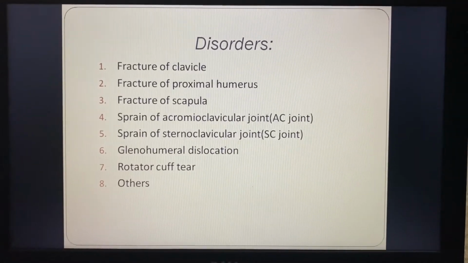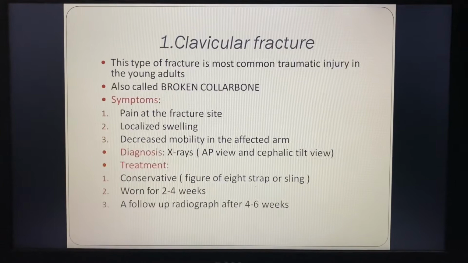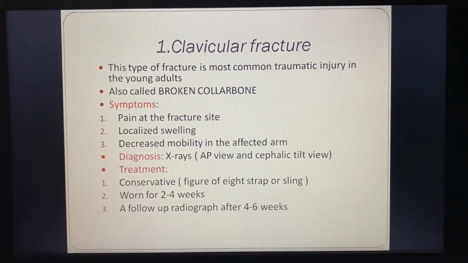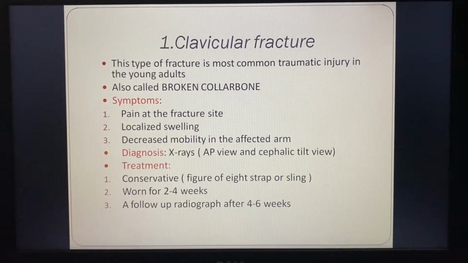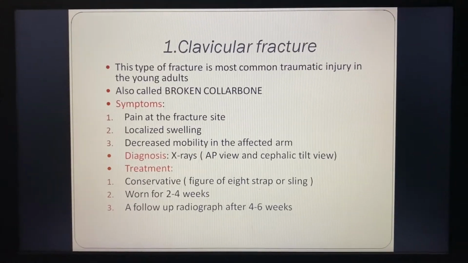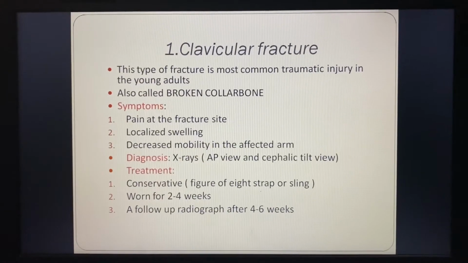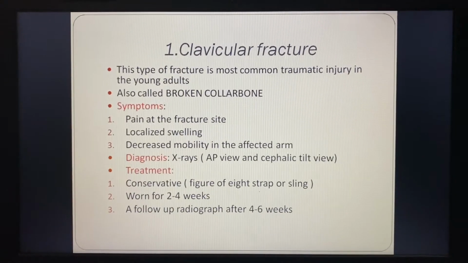Here is a list of disorders that cause acute shoulder pain. Number 1 on the list is a clavicular fracture. This type of fracture is the most common traumatic injury in young adults. It is also known as a broken collarbone. Symptoms: pain at the fracture site, localized swelling, as well as decreased mobility in the affected arm.